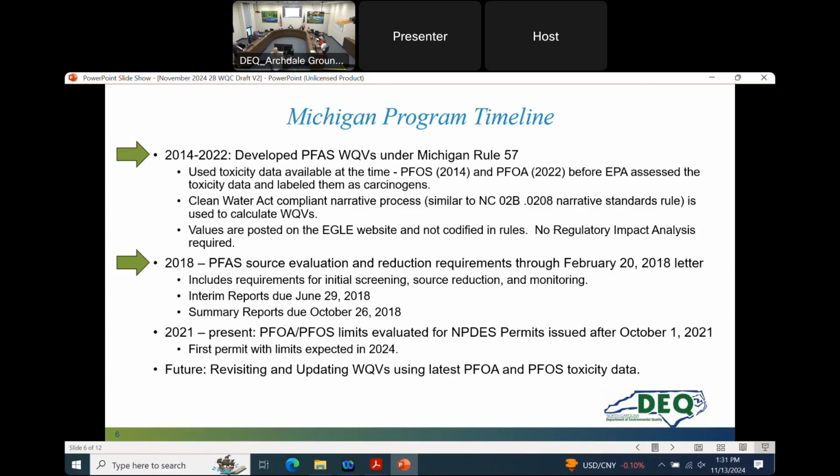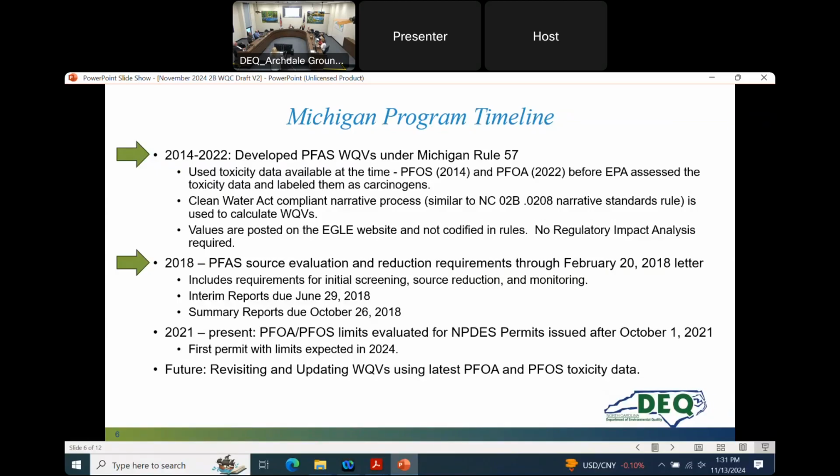So they started this in 2014, actually. But anyway, they had come up with a PFOA and a PFOS water quality value based on their Rule 57, which is very similar to our 15A NCAC 02B standards. And so they had numbers for both PFOA and PFOS.